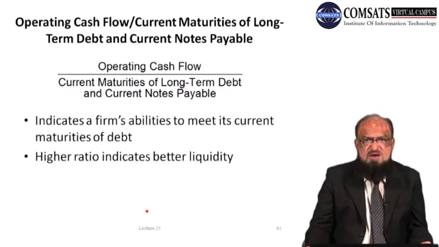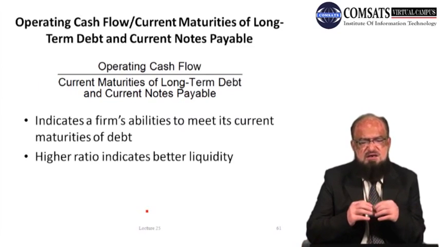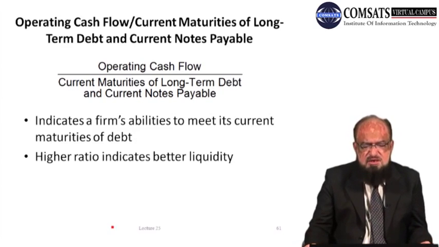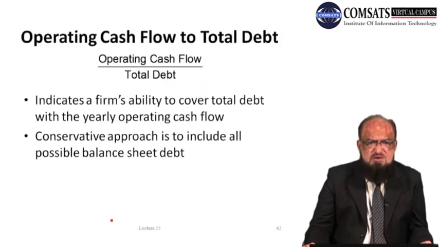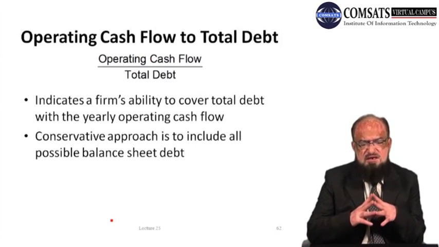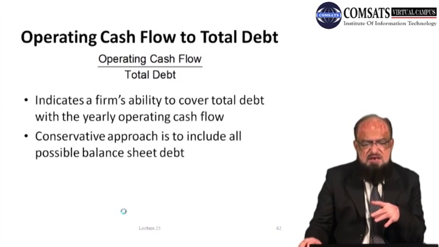Another formula we have discussed in lecture 25: operating cash flow divided by current maturities of long-term debts and current notes payable. The formula was very simple. Dear students, another formula we have discussed in lecture 25 is operating cash flow to total debt. The formula was very simple: operating cash flow divided by total debt.